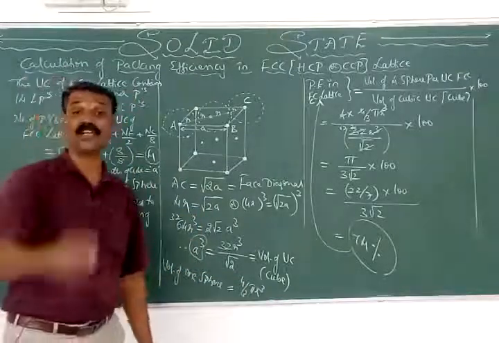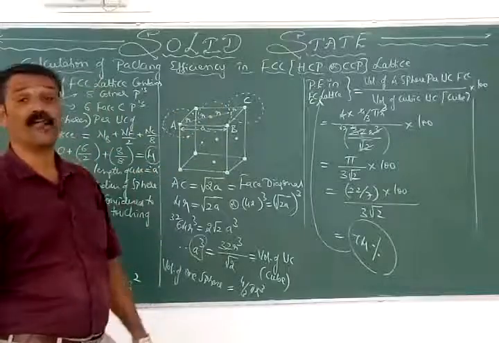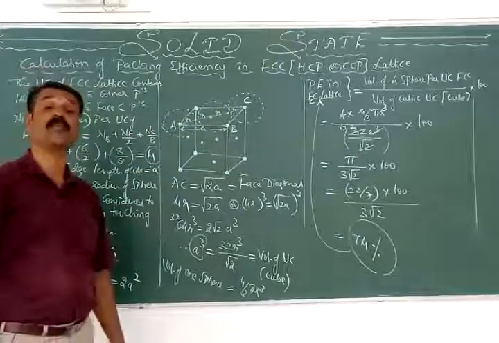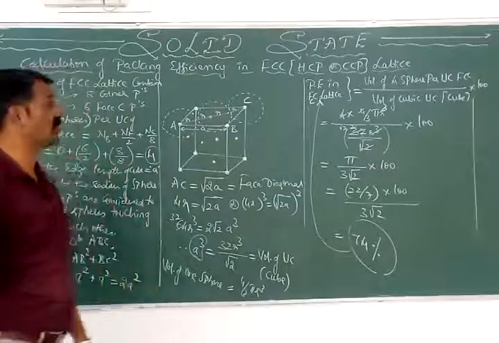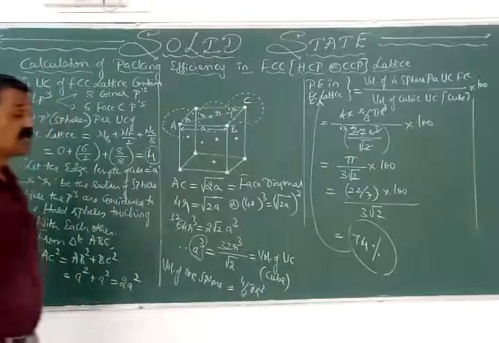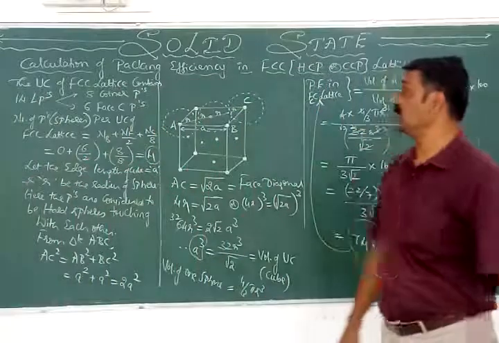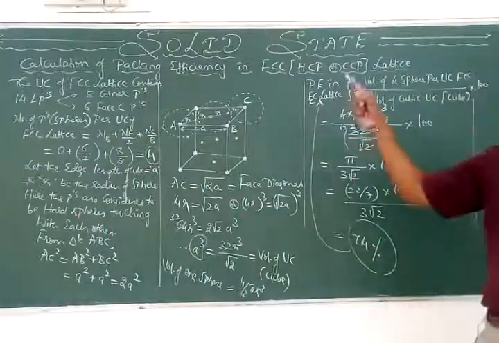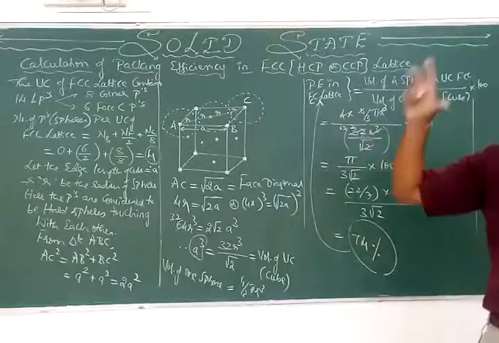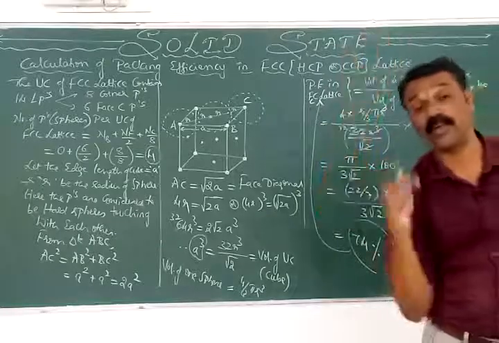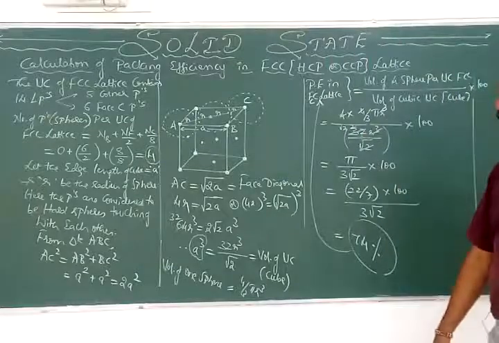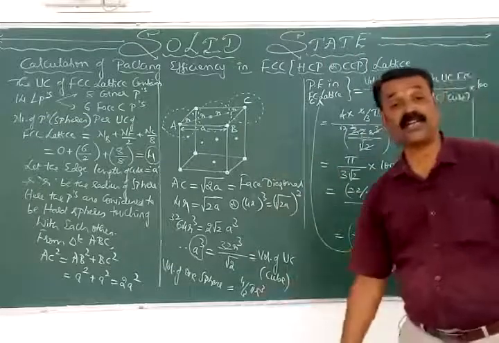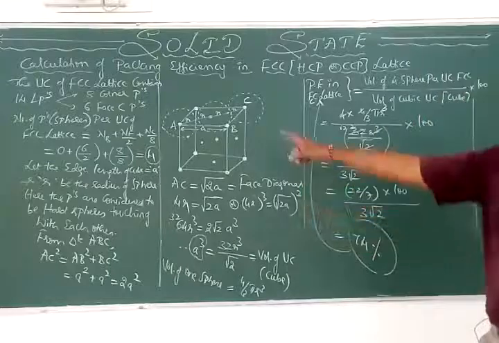Or I can choose that in the form of hexagonal closed packing, or sometimes it can also be mentioned as CCP, that is called cubic closed packing lattice. First, the unit cell of the FCC lattice consists of how many lattice points? Totally 14 lattice points. Among the 14 lattice points, 8 are situated at the corners, and 6 are present at the centers of the 6 faces.